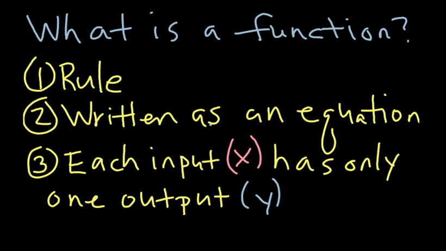What is a function? First of all, it's a rule. It's a math rule. Functions are written as equations. For instance, y equals 2x plus 3 is a function. It's written as an equation. Each input, each x value, has only one output. Now, this part is the hardest part to understand, and it's sort of the most important part. So I'm going to show you what this means.